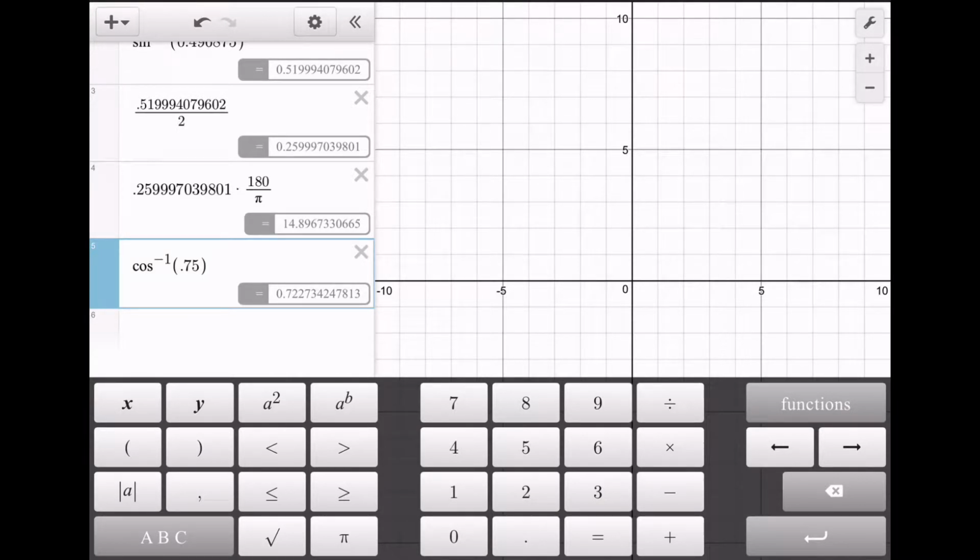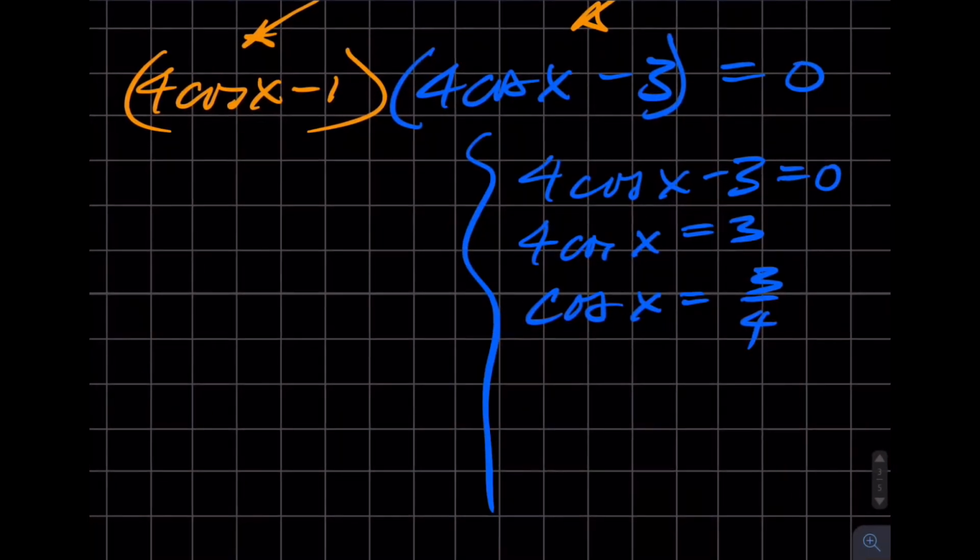I really want to be in degree mode, I think, for this. I don't know. I guess it doesn't matter. So 0.7227 radians. So x equals 0.7227 radians.